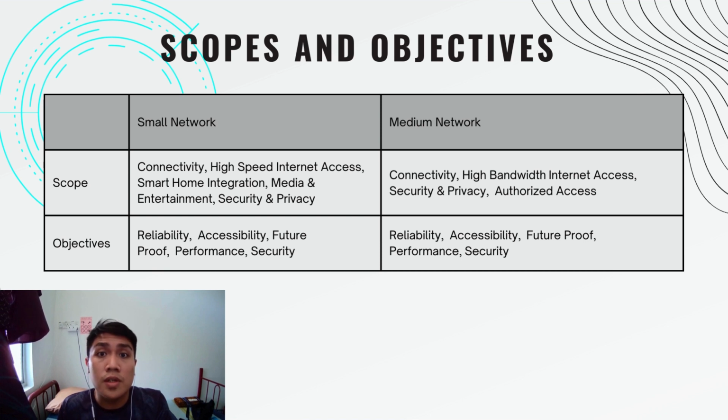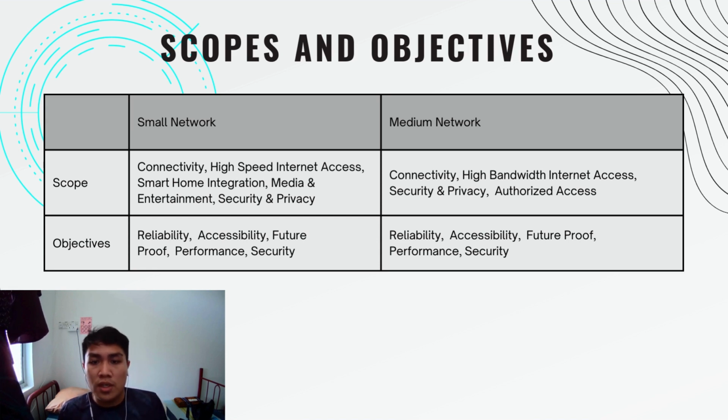Okay, so for the scopes and objectives, for a small network, the scope is connectivity, high internet speed, smart home integration, media and entertainment, security and privacy. That's the gist of it, the basic or general rule of it.